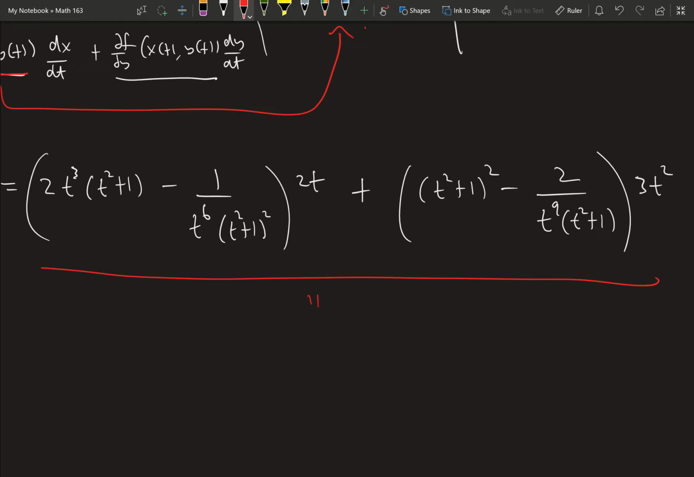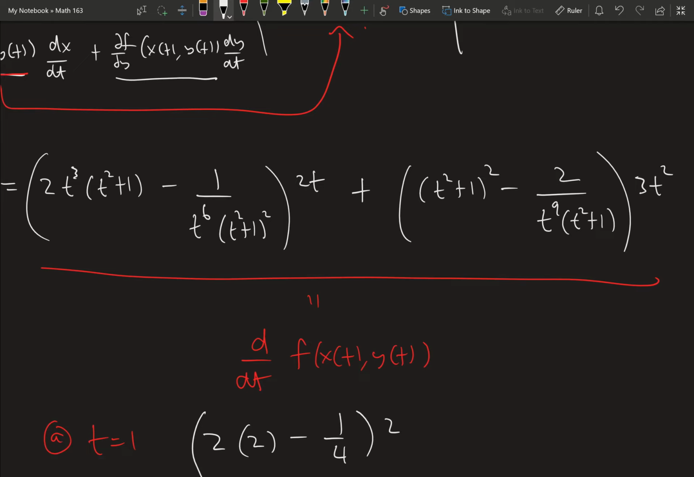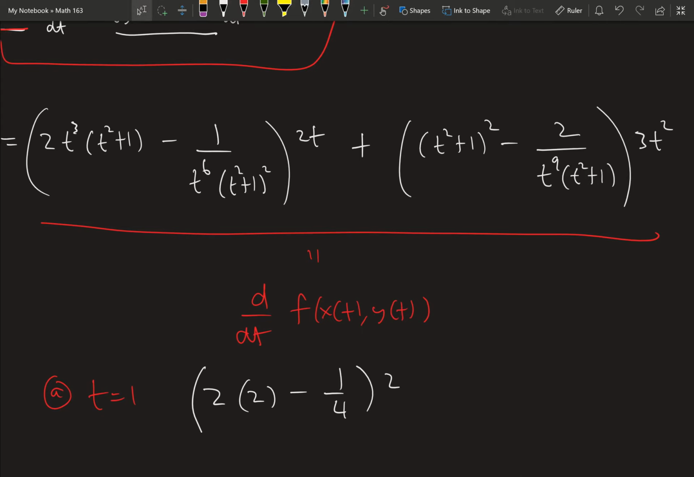This is equal to d by dt of f of x of t, y of t, and now we just plug in t equals 1. So at t equals 1, what do we get? We get 2 times 2 minus 1 over, we get 2 minus 1/4 here, times 2, plus, and then in the next term we get 1 plus 1 squared is 4, minus 2 over 2, and then times 3.